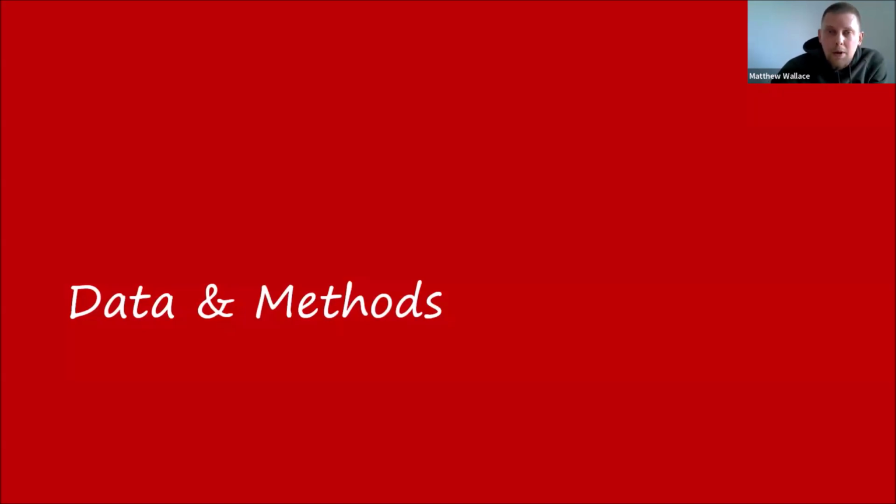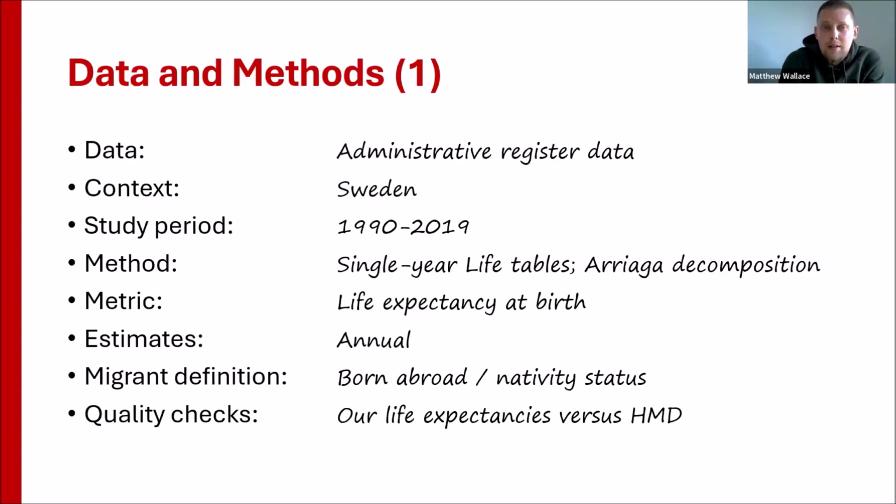For the data and methods, I'm not going to get too bogged down in things. There's nothing trailblazing or super complicated going on here. For the data, we're using the total population administrative register data. The context is Sweden. For the study period, we're mirroring the previous study, so from 1990 to 2019. We're generating single year life tables and decomposing differences using the Arriaga decomposition method.